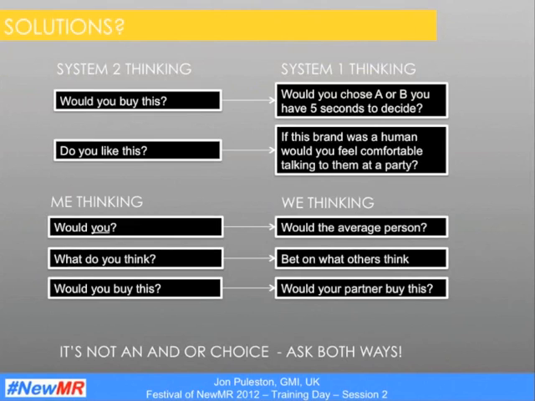And the other area is moving away from what I suppose is me thinking to we thinking. So instead of saying what would you do, ask people what you think the average person might do. What do you think? Get people to bet on what other people will think. Would you buy this? Would your partner buy this? So getting people to look at these things in more than one dimension. It's not a choice. I'm not suggesting that you flip over to asking all your questions always in this way. I'm suggesting you ask in both ways, mine the two different sets of thinking, and look at the differences in the answers.